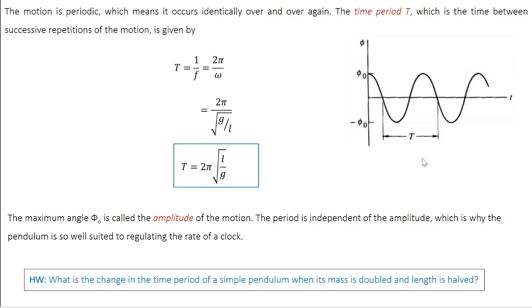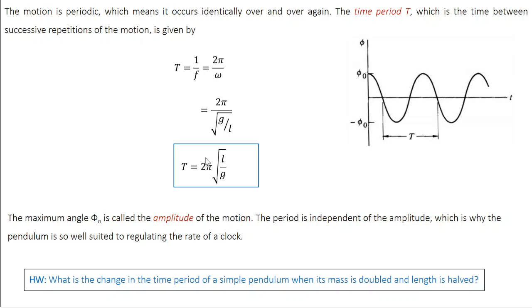Now let's find out an expression for time period. Time period, from its very definition, is nothing but the inverse of frequency. So if I call f the linear frequency, T equal to 1 over f, and linear frequency is nothing but angular frequency omega divided by 2 pi. So I can write T equal to 2 pi by omega. I know the expression for omega, so substitute for that. I get T equal to 2 pi divided by square root of g by L, or T equal to 2 pi square root of L by g.